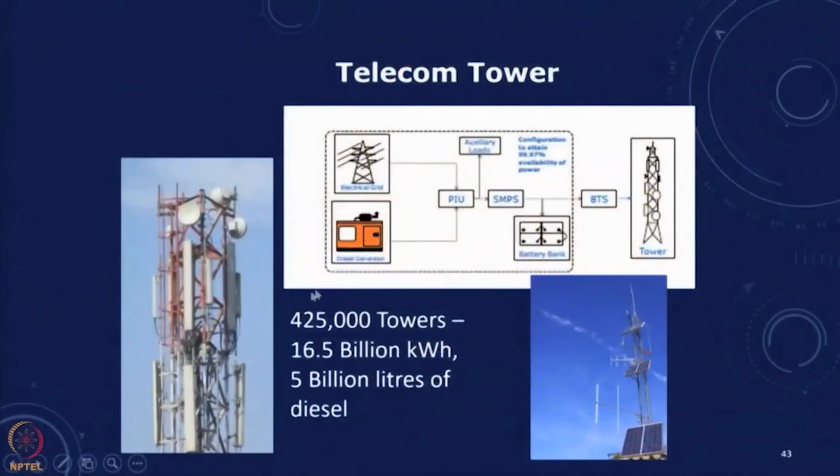This is a slightly old number: about 5 or 6 years back we had about 425,000 towers, which used 16.5 billion kilowatt hours of electricity and 5 billion liters of diesel. These numbers would have increased, but just to give you a sense that this is an important end use where a reasonable amount of electricity, and for the backup power diesel, is being used.